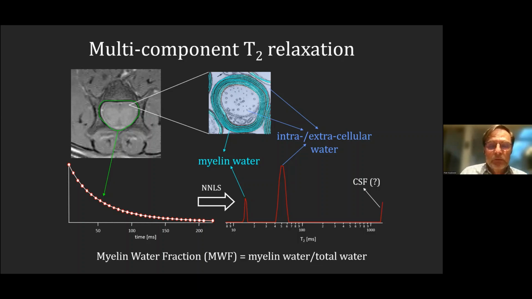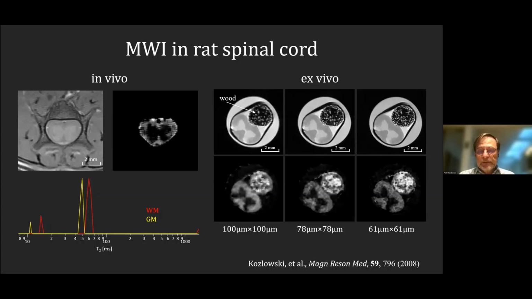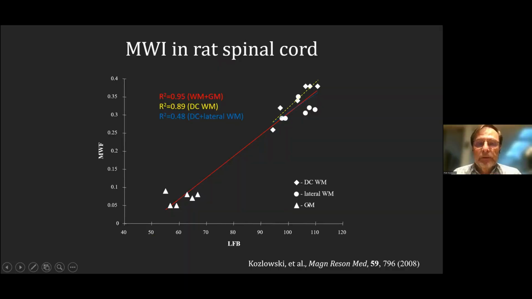So the typical parameter that we extract from this analysis is the myelin water fraction, which is the fractional volume of the myelin water, and it has been shown to correlate very well with the histology. So we started using this technique with regards to spinal cord injury over 10 years ago. And here are some examples for in vivo and also ex vivo scans showing the T2 distributions and the myelin water fraction maps. And we also have shown a very good correlation with the histology.